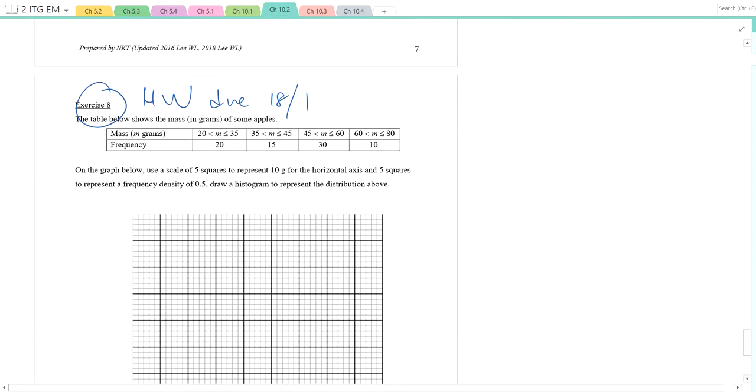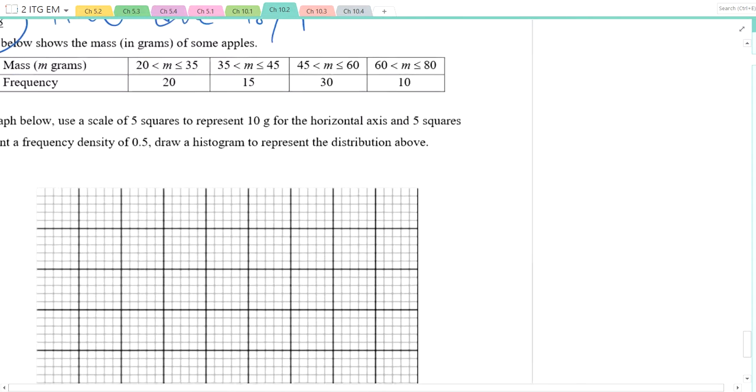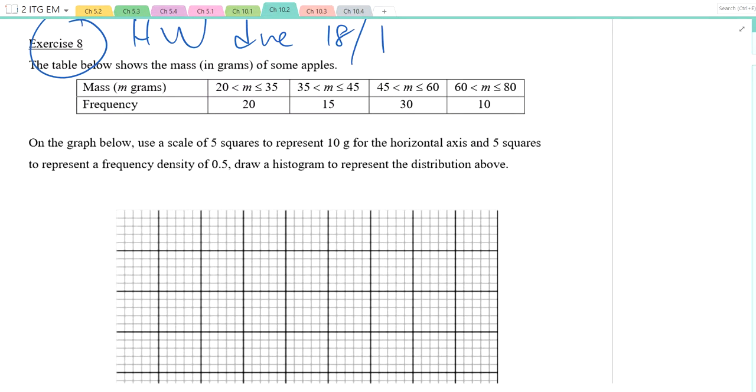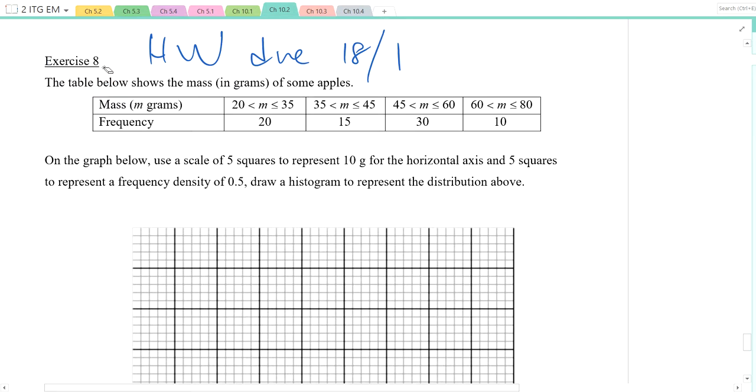Okay, so next one, exercise number 8. Here we have the mass in grams of some apples. Normally when we want to count and group the sizes of apples together, will we choose the equal class width? Will we say from 20 to 25, then from 25 to 30, 30 to 35, 35 to 40? Normally we do that, right? Or maybe we choose from 20 to 30, 30 to 40, 40 to 50. We usually choose equal class width.